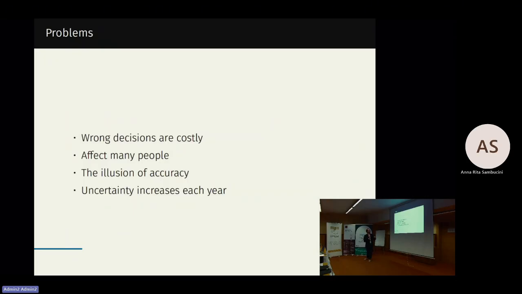Often these models have the illusion of accuracy. Accuracy can range from a few percent to 20%, depending on the region or the temporal window you have. And as said earlier, it's increasing every year, basically, because we introduce more and more renewables into the grid.